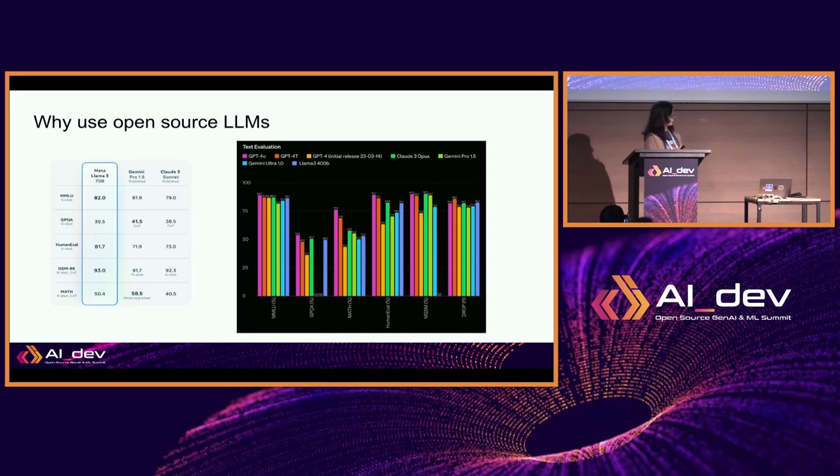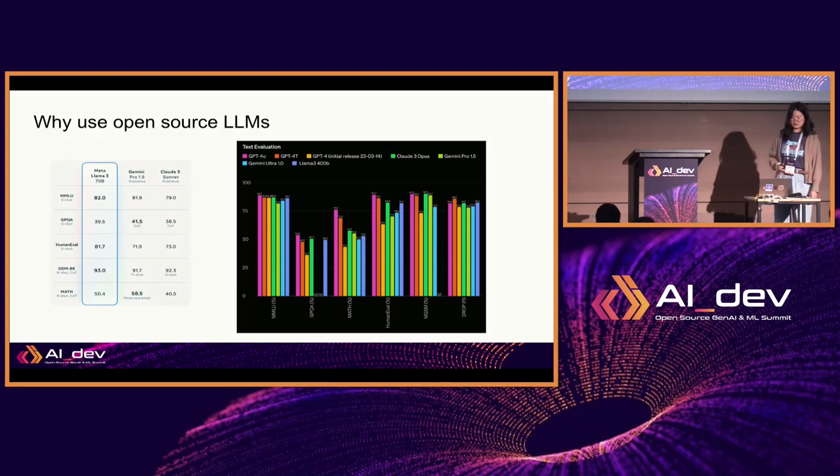These are two benchmarks between the open source Llama 3 8 billion model and the closed source large language models. From the benchmark, we can see that the Llama 3 8 billion model can outperform Gemini Pro 1.5, and this image shows that the upcoming Llama 3 400 billion model can beat GPT-4o and GPT-4 Turbo. So we can see that open source language models are as good as OpenAI.